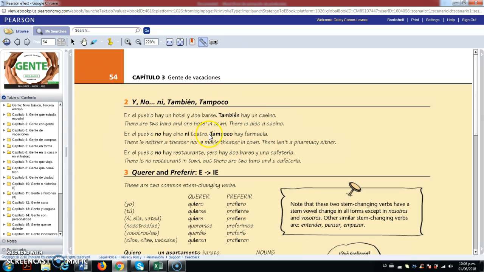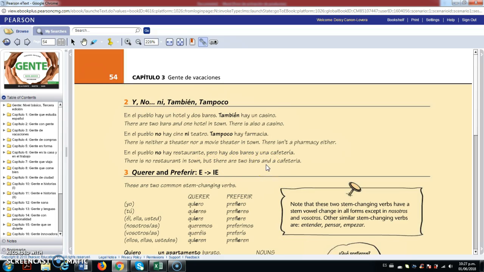Okay, if this is negative, if we don't have. Okay, and then if we are contrasting information, this means we have something but we don't have the other ones. We will use the expression pero en español, that in English will be but. Okay, so en el pueblo no hay restaurante. En el pueblo no hay restaurante, pero hay 2 bares y una cafetería. Okay, means there is no restaurant in town, but there are 2 bars and a cafeteria.